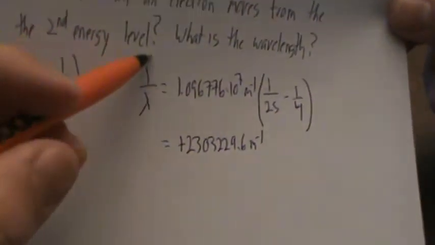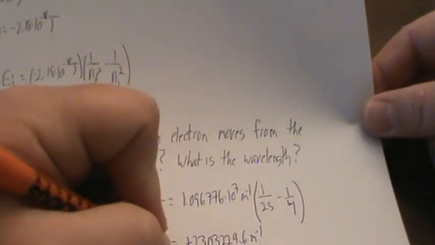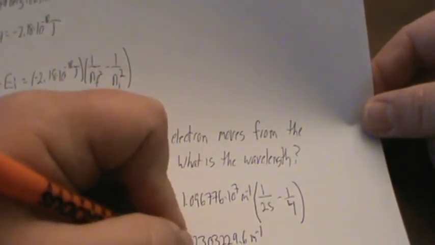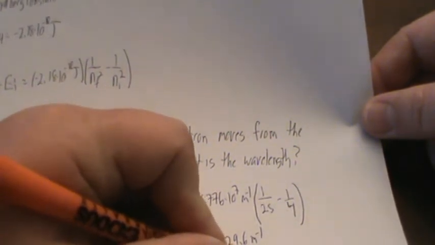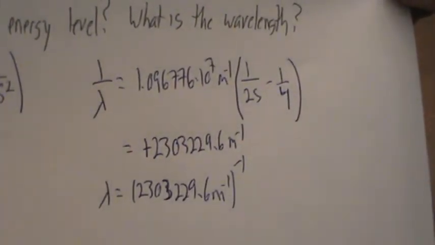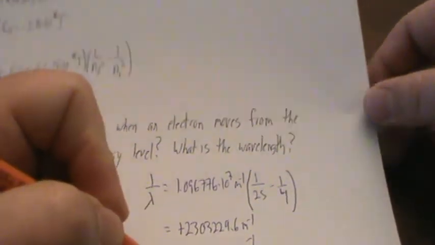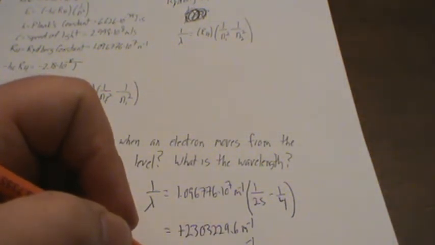Okay, now with this, we can't really have a negative wavelength, so what we're going to do is negate that negative and just think of it as a positive. And that is equal to the inverse of our wavelength. So our wavelength is going to equal the inverse of 230,229.6 per meter, so we're going to take the inverse of that.